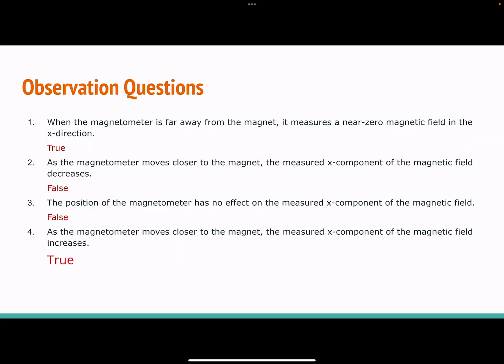So for the observation questions, when the magnetometer is far away from the magnet, it measures a near zero magnetic field in the x direction. That's true. For the second question, it's false. Third is false, and the fourth is true.